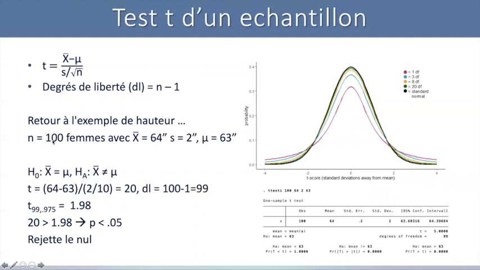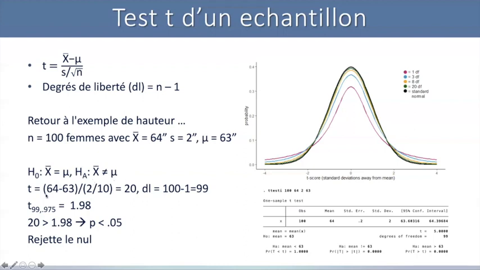Let's say I have 100 women with an average height of 64 inches. The standard deviation of my sample is 2 inches. I want to know, is this significantly different from a known value of 63 inches? My null hypothesis is that my sample mean is equal to the known value of 63, and my alternative hypothesis is that it is not.